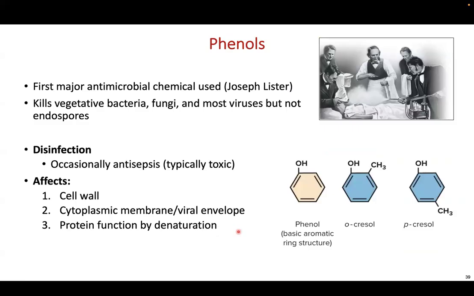The next group that we talk about is phenols. Phenols are actually the first major antimicrobial chemical used, and it was discovered by Joseph Lister back in the day. It kills vegetative bacteria, fungi, and most viruses, but not endospores. So it's responsible for disinfection, and only occasionally used as an antiseptic, typically because they are toxic. The phenols target the cell wall and the cytoplasmic membrane or viral envelopes, and they target protein functions by causing denaturation of the protein. Under phenols, we have subtypes: phenol, the basic phenol we know, and we also have o-cresol and p-cresol.